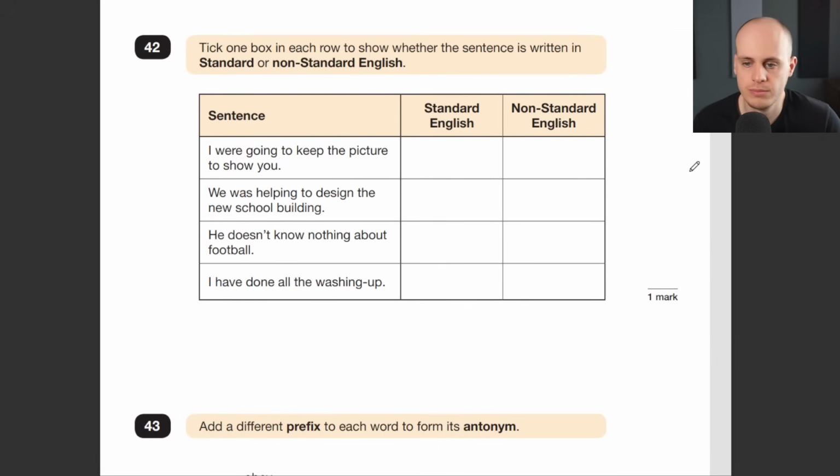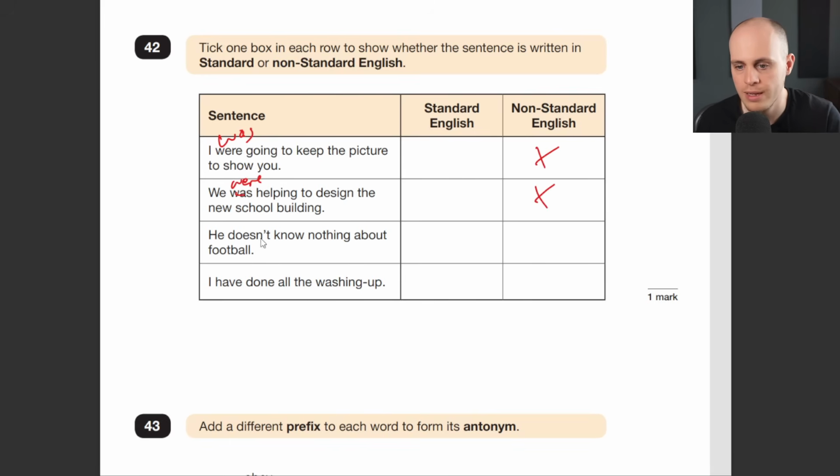Number 42. Tick one box in each row to show whether the sentence is written in standard or non-standard English. In other words, does it make sense or not? Is it lazy speak or is it real proper English? I were going to keep the picture to show you. No, it should be I was, shouldn't it? So that doesn't make sense. We was helping to design the new school building. That one should be were, so they're the wrong way around.